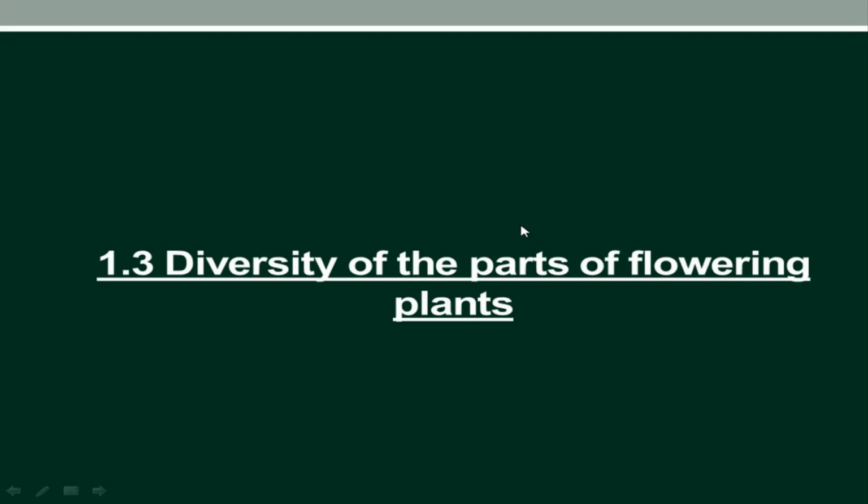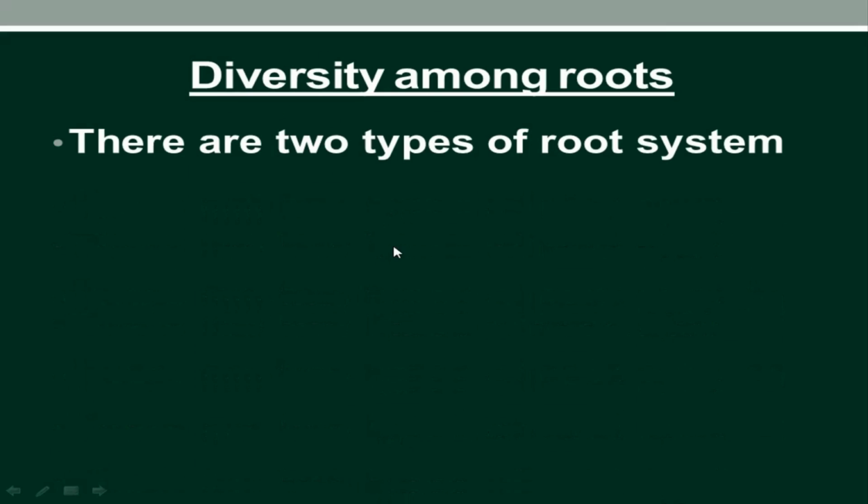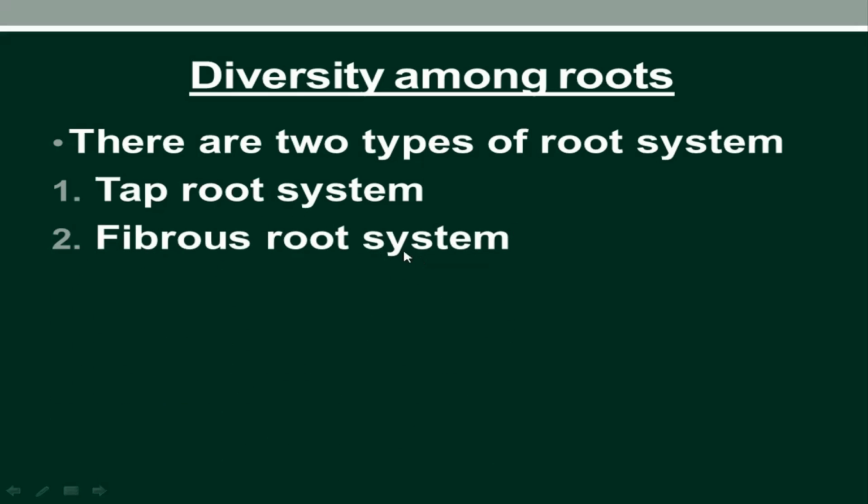Under this topic I will explain the diversity of the roots, the diversity among roots. First point, there are two types of root system. What are they? One of them is the taproot system, and the other is the fibrous root system.